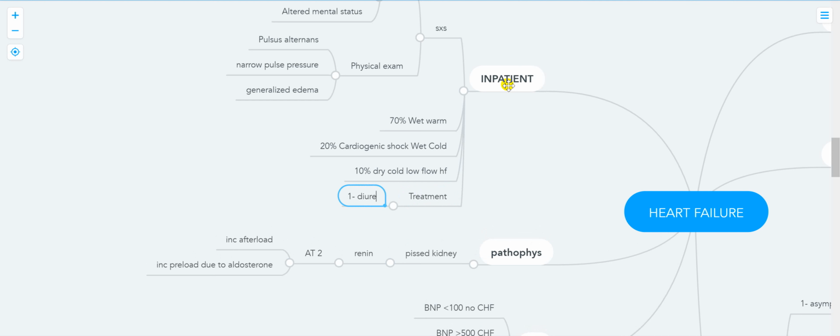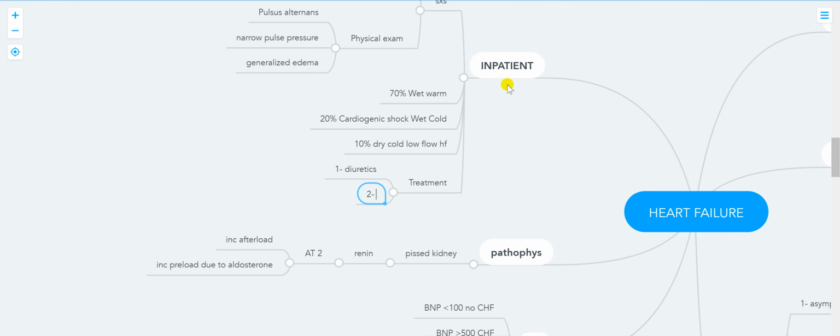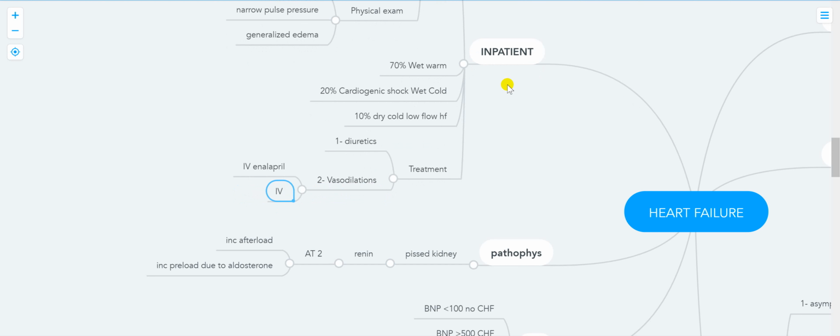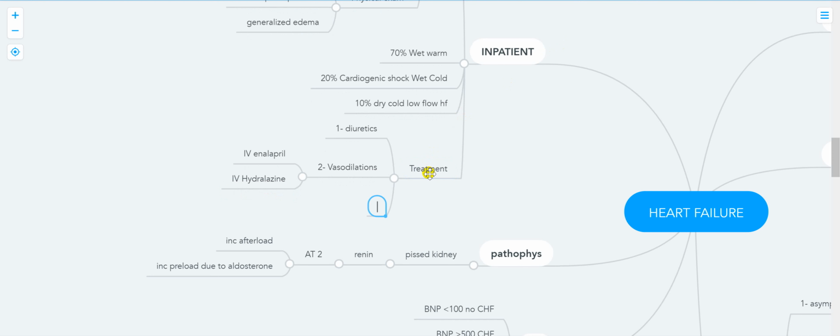Diuretics. So that's the difference. The diuretics could be oral, could be IV. What is the second thing we can do? We can go for vasodilation, like we can do IV enalapril, or we can do IV hydralazine. What is the third option?